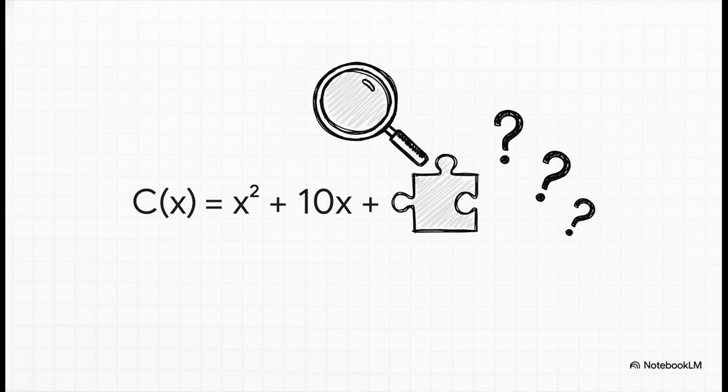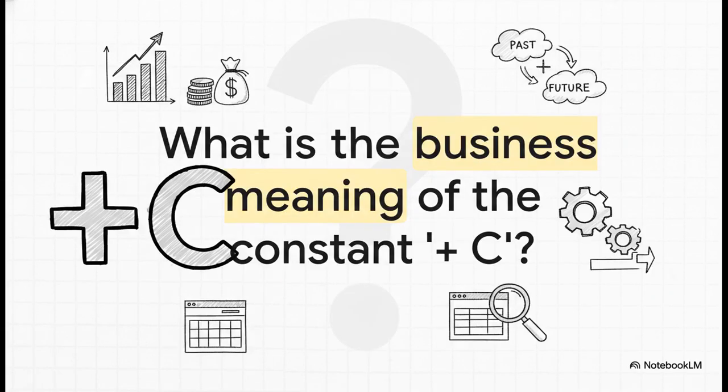It's not one cost curve, it represents an infinite family of possible cost curves. To use this for real financial planning, we have to nail down the specific value of c. And this question right here brings us to the most important concept in this entire lecture. What exactly is this plus c when we're talking about business? Why can't we just ignore it?